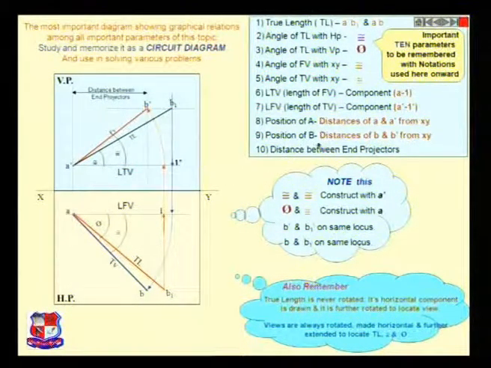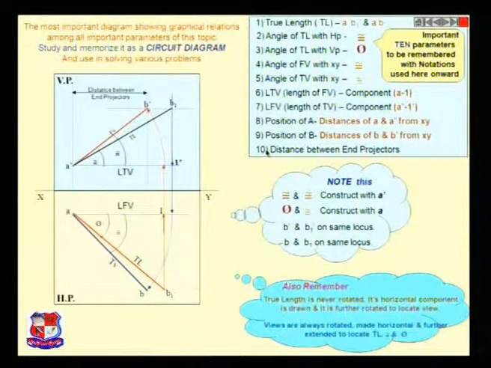Now, the position of A and the position of B are determined according to the projections of a point. The position of A might be given as 20 mm above HP, 50 mm in front of VP. That's how A and A' have been located. Similarly, B and B' may be located in the same way.